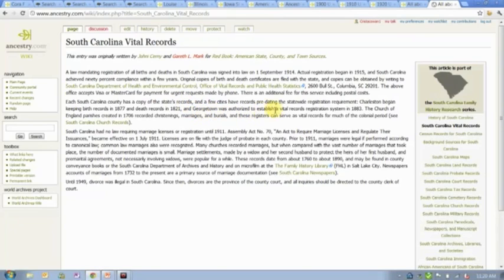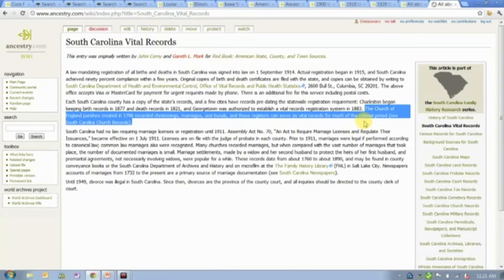Here Georgetown started vital registration in 1883. And this is a great example of some of the other kinds of records that are available. Just because the state or civil government didn't start requiring registrations of births before the early 1900s doesn't mean records of those births don't exist.